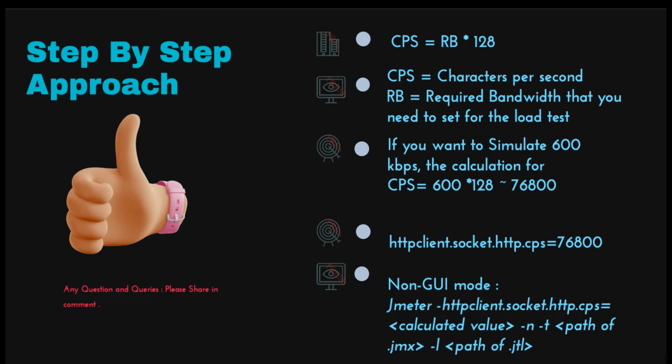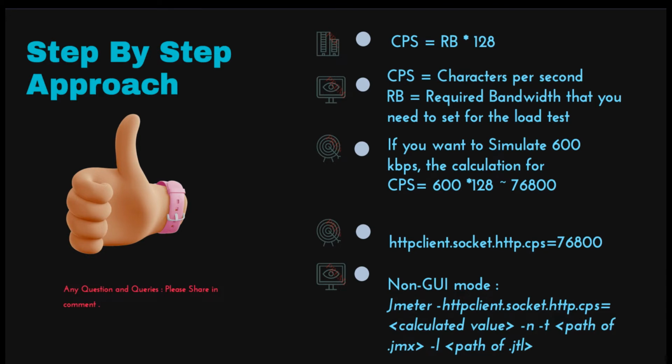In jmeter.properties, once you find CPS, you can see there is a row for httpclient.socket.http.cps, where the normal value for this CPS is 0 and it is always in a comment line. In order to use it, you can uncomment this line and set the value of CPS to 76800, as required to achieve 600 kbps for this network simulation, right?